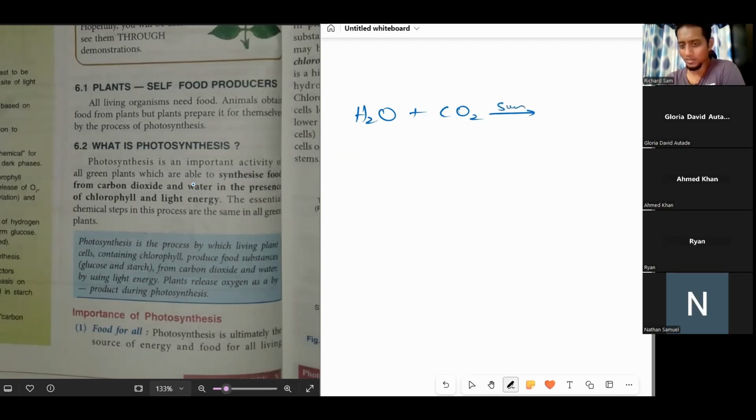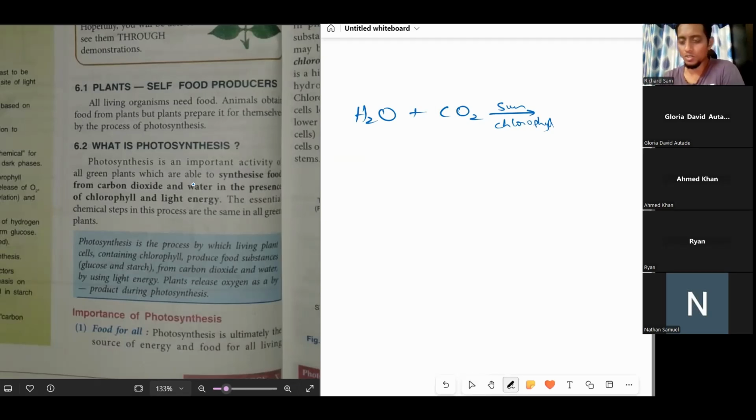One is sunlight. One more thing? Chlorophyll, yes. Chlorophyll is what? It's a green color pigment present in the plant. Mostly it's found in the leaves and the young stems.